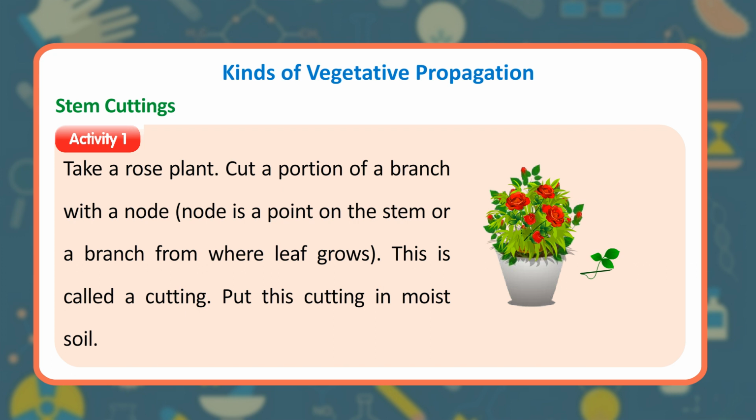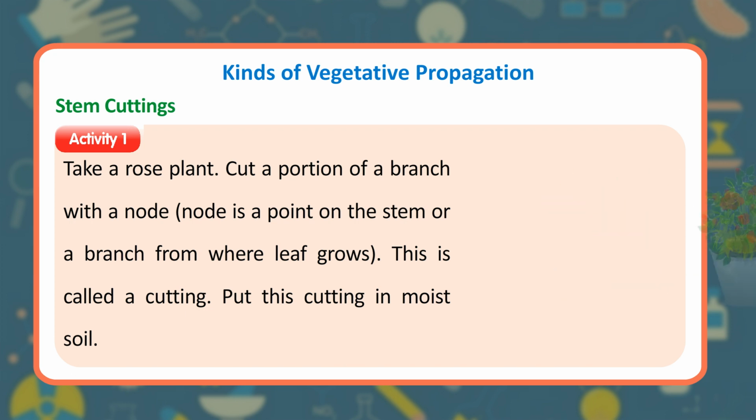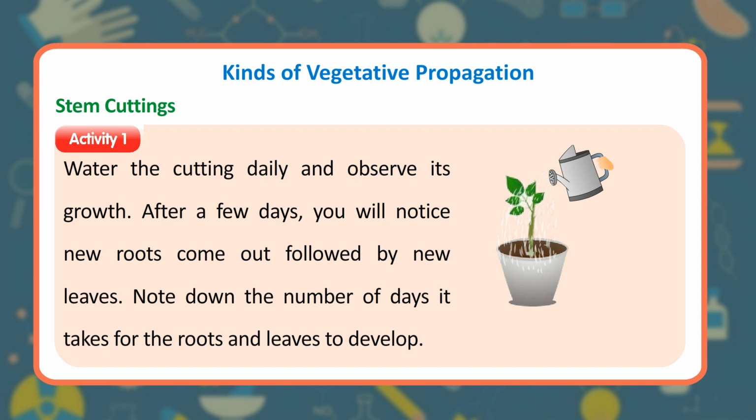Cut a portion of a branch with a node. A node is a point on the stem or a branch from where a leaf grows. This is called a cutting. Put this cutting in moist soil. Water the cutting daily and observe its growth.